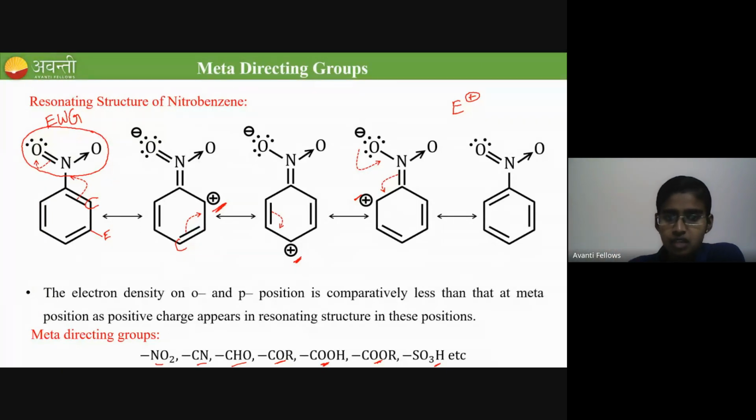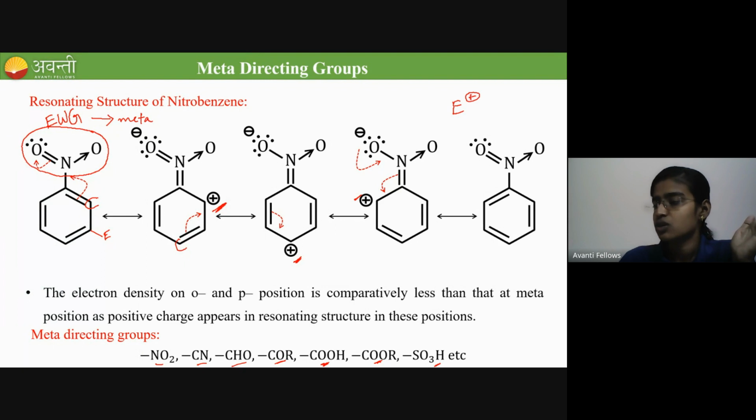If an electron withdrawing group is there in your ring, then the incoming electrophile has to go to the meta position. That's all. Okay. Very easy. You don't have to remember anything. Just study the list alone. Study the ortho-para directing groups and meta-directing groups alone. That is enough. Okay? Is this concept clear to all of you?